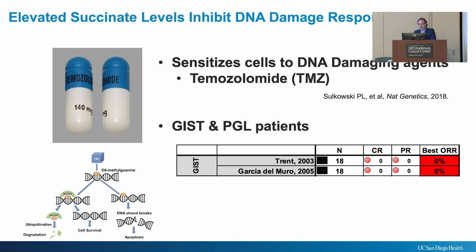Well, it turns out there was a drug called temozolomide. It's a DNA damaging agent. Turns out, in the early 2000s, there were two trials, each of 18 patients, that used it to treat GIST in a clinical trial. One was done here by Jonathan Trent, who unfortunately couldn't be here today, and the second one was done in Europe. But what you can see there is that in patients with GIST treated with temozolomide, there was not a single responder.